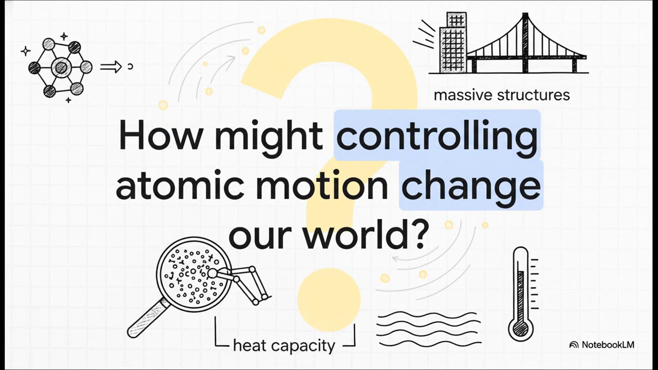So, from the simple dance of atoms all the way up to the design of massive structures, thermal expansion and heat capacity are just fundamental to how we engineer our world. And it really makes you wonder, right? As we get better and better at manipulating materials at the atomic level, what new possibilities is that going to unlock?